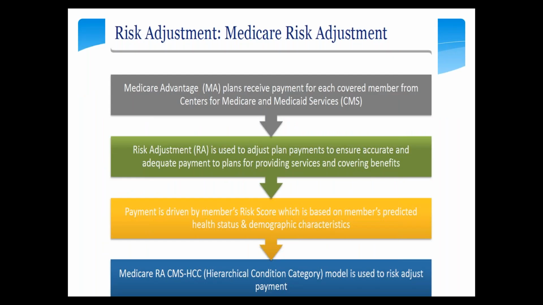How does that work? The MA plans receive a payment for each covered member from CMS. Risk adjustment is used to adjust the plan payments to ensure that they're accurate and adequate to provide the service and cover the benefits. The payment is driven by the risk score, which is based on the member's predicted health status and demographic characteristics. So what we end up with is the Medicare risk-adjusted HCC, or hierarchical condition category, model.